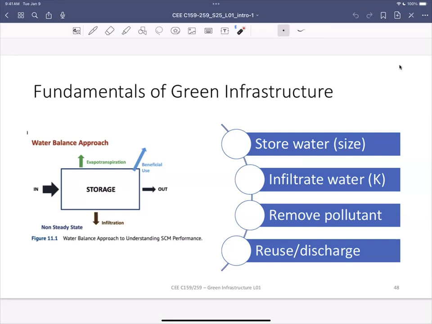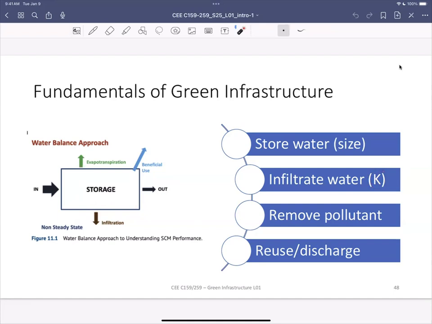The second function is infiltration. Infiltration means recharge to groundwater. That means we have more water in the future, supplying that water to groundwater. So the green infrastructure should have a process where it can increase infiltration. That is related to the media, the soil or the amendments used there. We control that by controlling the hydraulic conductivity, or the K, of the media.